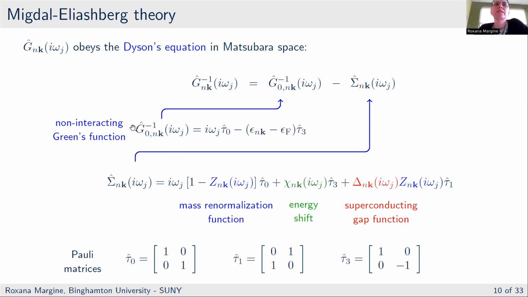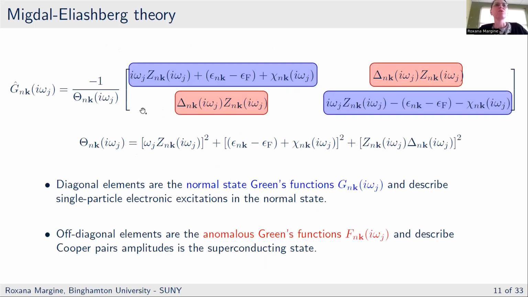So if we introduce these two expressions for the non-interacting Green's function and for sigma in terms of Z, chi, and delta in the Dyson equation, and then we invert this matrix, we will get the following expression for the 2x2 Green's function. As you can see, the diagonal elements only depend on quantities in the normal state, Z and basically this energy shift, while the off-diagonal elements depend on the superconducting gap.